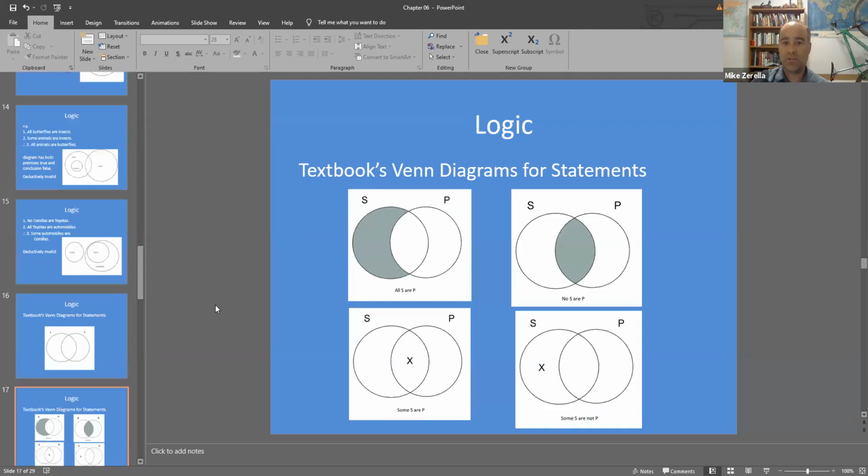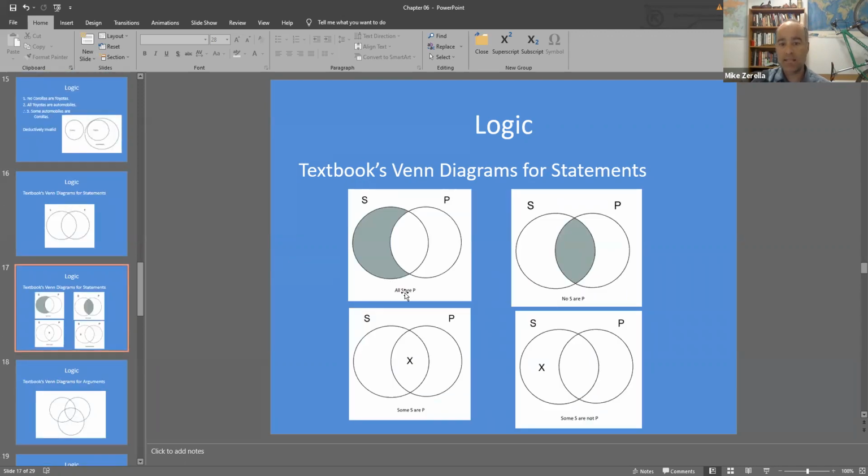And so here's what they would look like. All S's are P's. Well, what we do is we shade out the part of the S circle that does not overlap with the P circle to show that nothing can go in there. So this shading kind of blocks anything from being put into this part of the S circle. So the only part of the S circle that's available is the part that overlaps with the P circle. So this matches what's meant by all S's are P's.